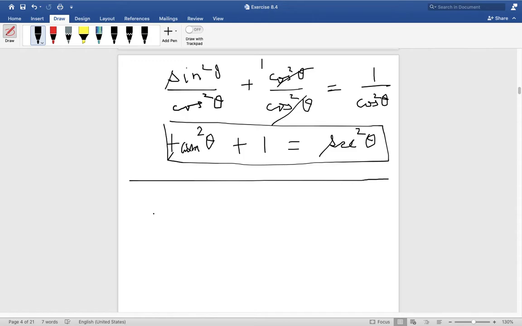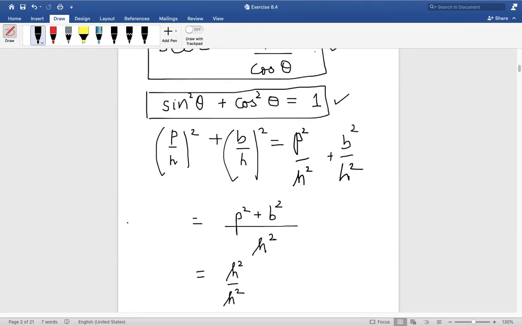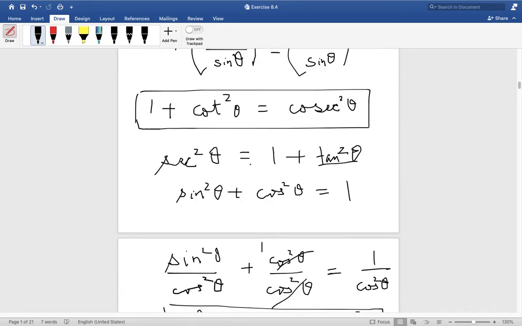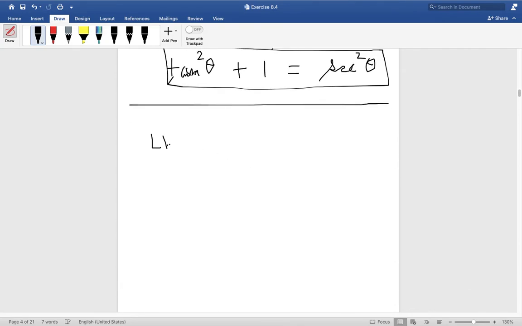So what was the first one I mentioned? Yes, cosecant theta minus cot theta whole square is 1 minus cos theta by 1 plus cos theta. This is what we have to prove. So let us first look at the left hand side. Left hand side is given to us as cosecant theta minus cot theta whole square. I said let us just convert everything to sine and cos. That just makes our life really easy.